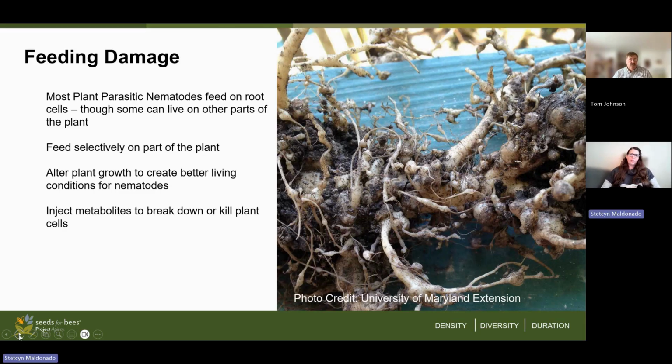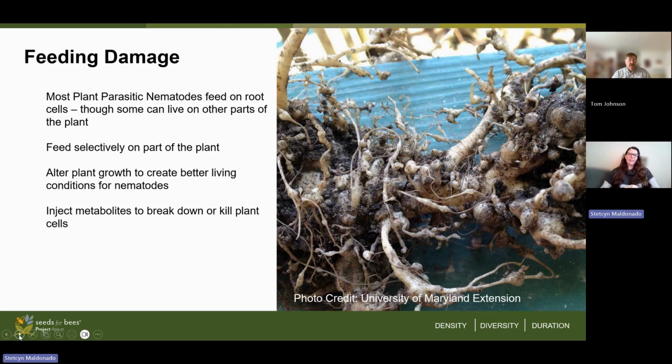There's others that alter the plant growth to create better living conditions for themselves. So this photo is a great example where the nematodes actually released a compound that got the plant to grow these bumps or these capsules to create better living conditions for themselves. And there's others that inject metabolites to break down the cell or kill plant cells.